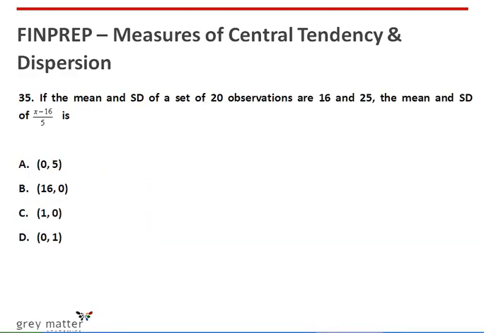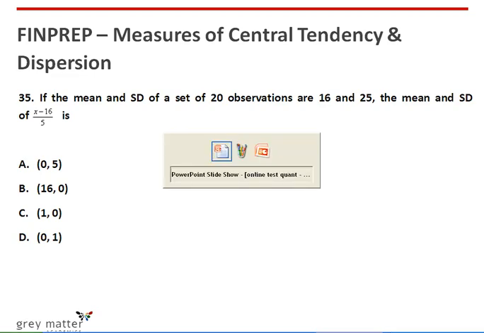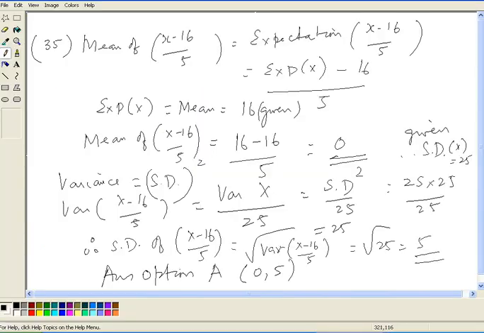35th question. If the mean and standard deviation of a set of 20 observations are 16 and 25, the mean and standard deviation of (x minus 16) by 5 is worked out in the worksheet as follows. Mean of (x minus 16) by 5 is nothing but the expectation of (x minus 16) by 5. Expectation of x is nothing but the mean of x, which is given to be 16. So substituting, we get the mean of (x minus 16) by 5 will be equal to (16 minus 16) by 5.